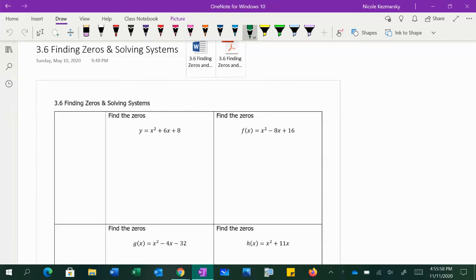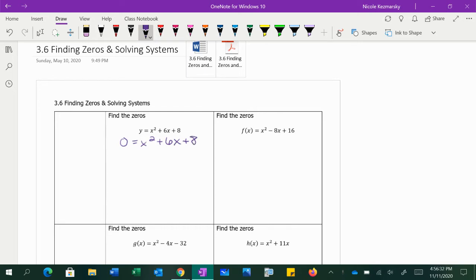This is 3.6, Finding Zeros and Solving Systems. We're going to start this set of notes with finding zeros of a quadratic function. Finding a zero means figuring out where the y value is equal to 0. So for each of these, we're going to start by taking the y, or the f of x, or the g of x, whatever's there to represent y, and making it 0. So we're going to say 0 equals x squared plus 6x plus 8.